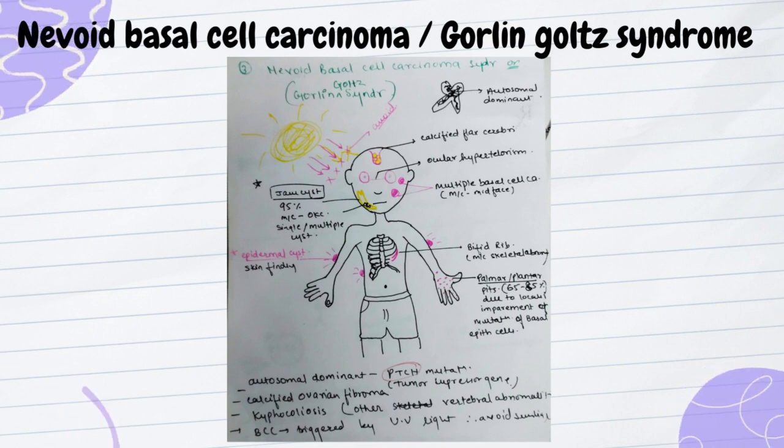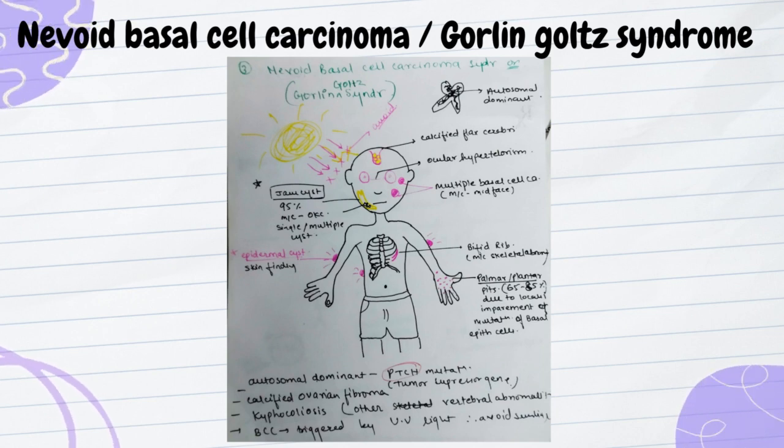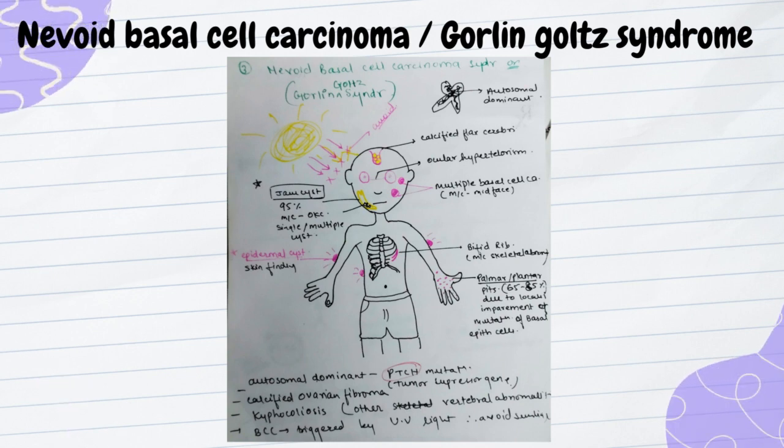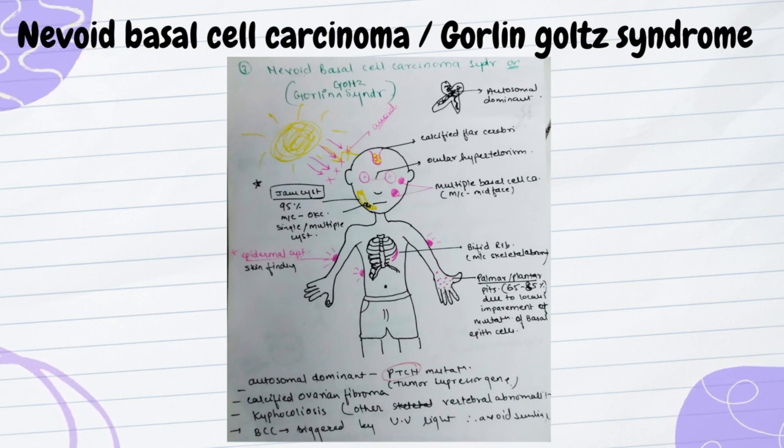Okay, so jaw cyst is also very important for nevoid basal cell carcinoma because it appears in 95% of the people, and the most common jaw cyst is OKC, and it may be single or multiple cysts. So jaw cyst, you remember this is very important. Jaw cyst in 95% of the people, and it is mainly OKC.